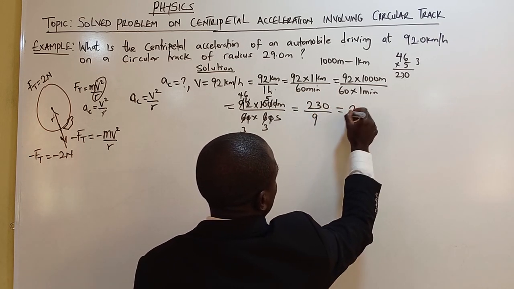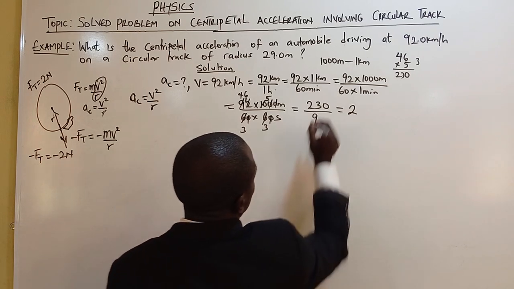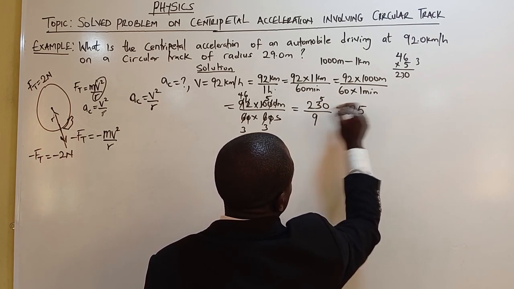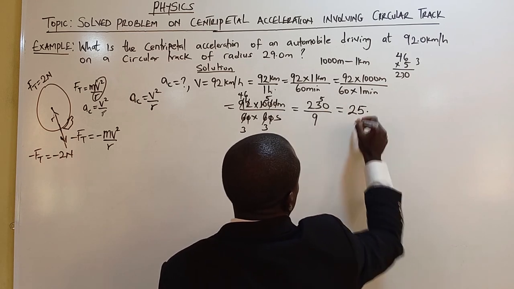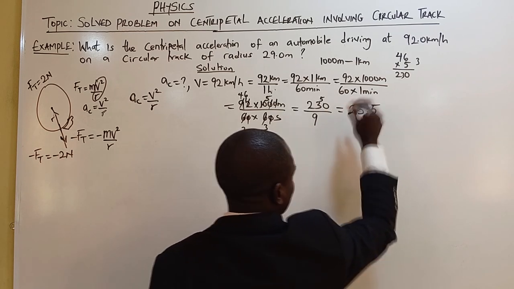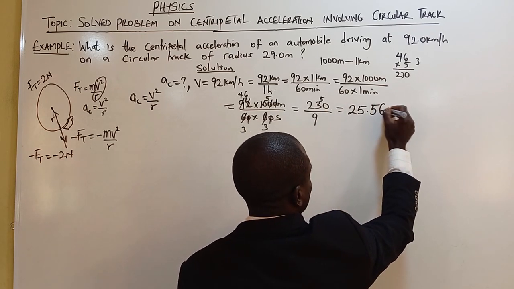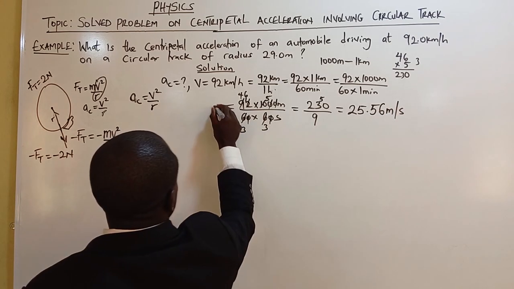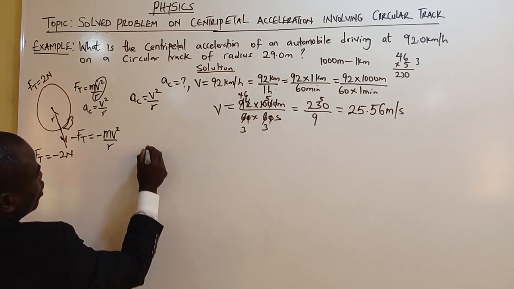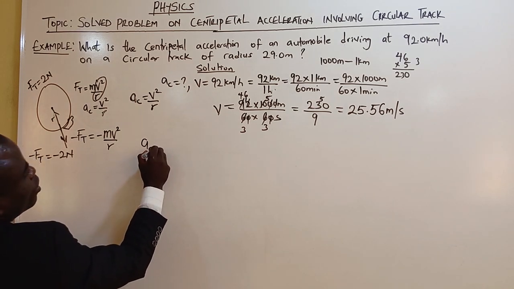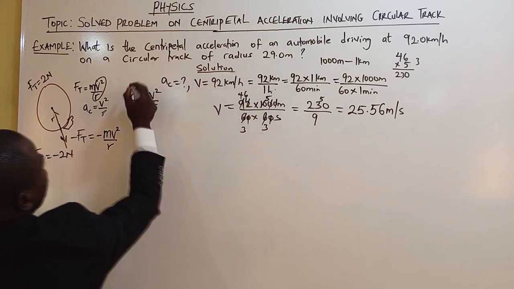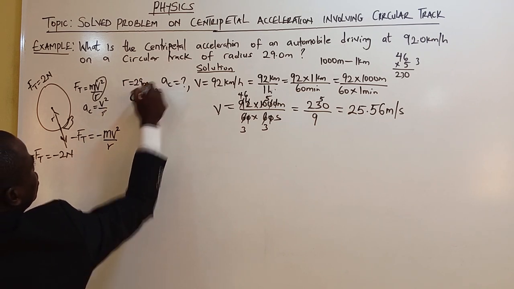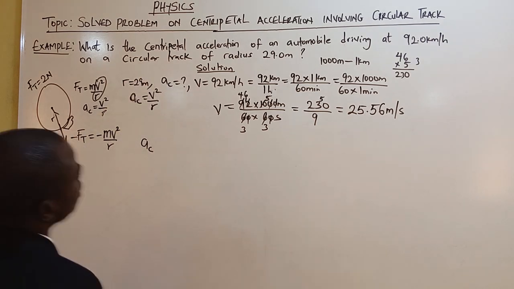9 goes there, 2 goes in 23, 2. Remainder 5, 50. 9 times 5 is 45. Remainder 5, add the 0, 55, 9, remainder 5, approximate it to 6. That's in meters per second. That's our speed. Now come back to your formula. Don't forget that the radius is given to us. Radius equals 29 meters.